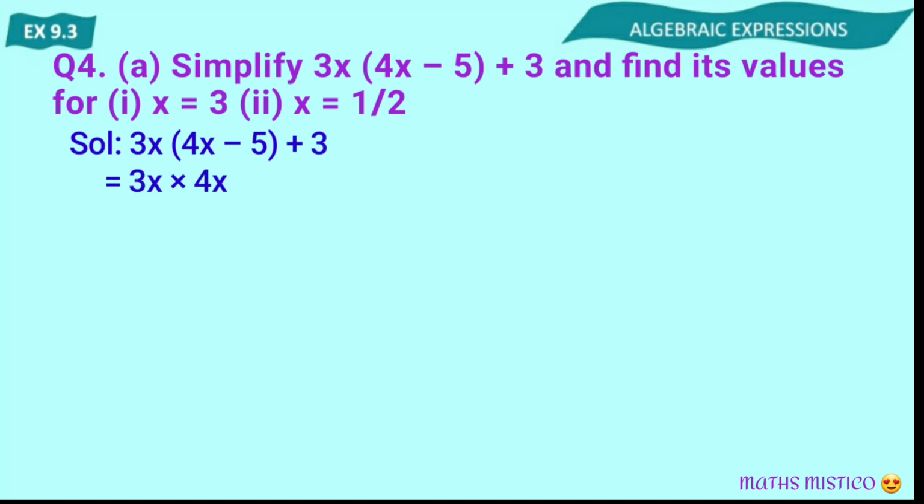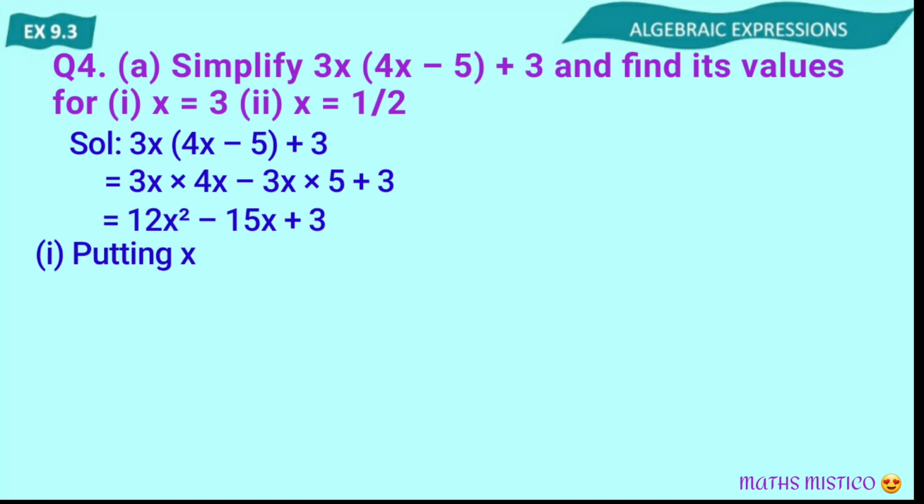So we have 3x into 4x minus 3x into 5 plus 3, which is equal to 12x square minus 15x plus 3. As there are no like terms, this is the final answer. Now to find the value of this expression at x equal to 3, we have to replace x by 3 everywhere, and thus we get 12 into 3 square minus 15 into 3 plus 3.